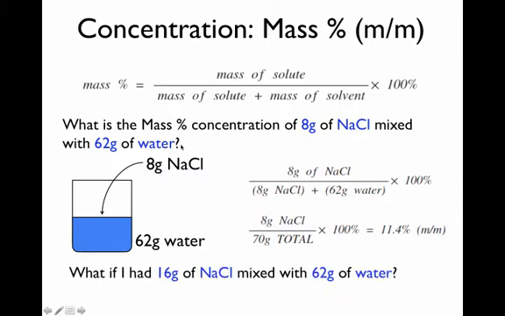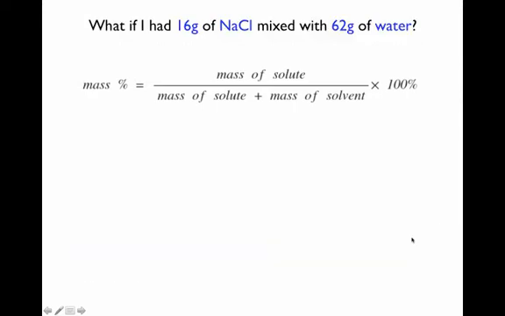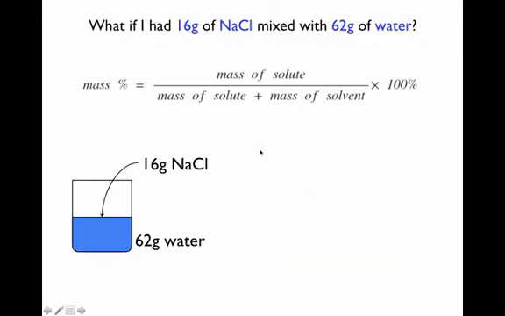Just as another example, what if you had 16 grams of table salt dissolved in 62 grams of water? Hopefully you see that 16 grams is more than 8 grams. So when you mix these two things together, it will be saltier water. The question is, will the percentage be higher than 11.4%? Well, it should be. And here you can see what's basically going on.